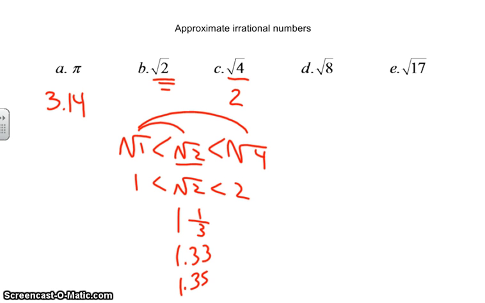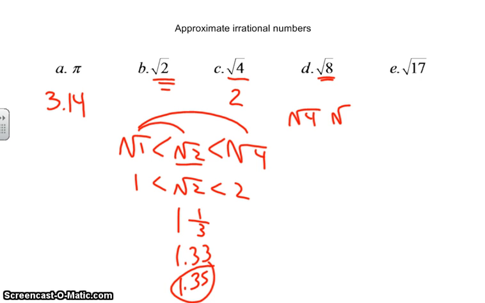If you're within a tenth, you're doing great. So this was just a little approximation. It's probably actually a little higher than 1.35, probably 1.37. Let's try the same thing with the square root of 8. The perfect square below the square root of 8 would be the square root of 4.